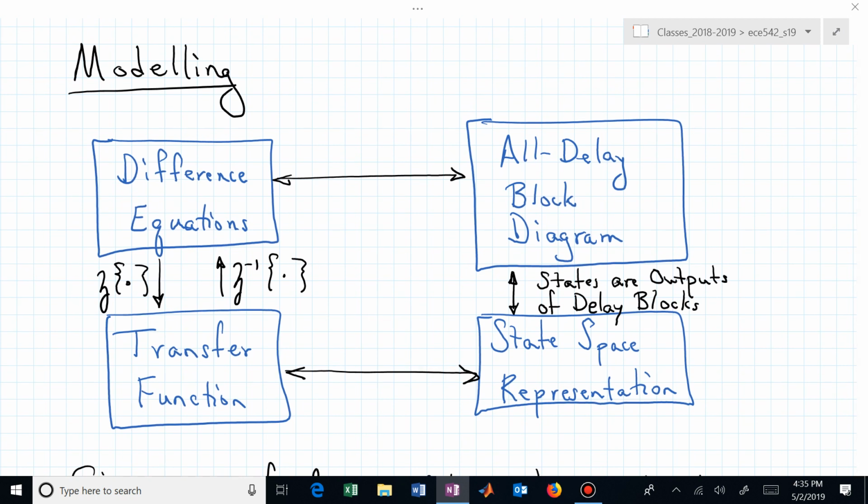We started with modeling, and you need to be able to work your way around these blocks. If I place you in one of these blocks, can you get to any of the other blocks? If I give you a set of difference equations, can you give me a state space representation? If I give you an all delay block diagram, can you give me a transfer function? Or can you give me a state space representation? Some of these arrows connecting the blocks tell you how to go from one to the other. On the right-hand side, going back and forth, the strategy is simply to label the delay blocks as your state variable components.